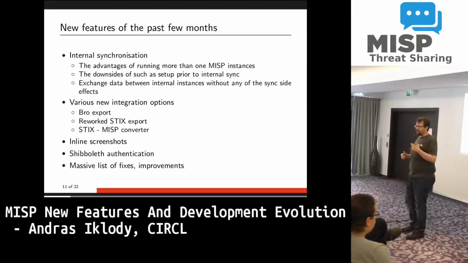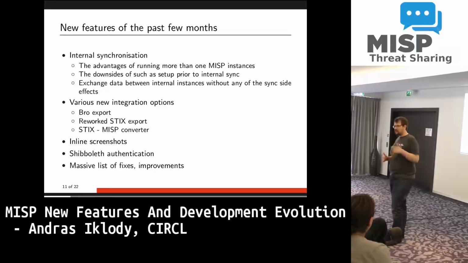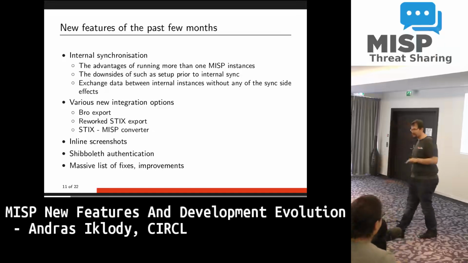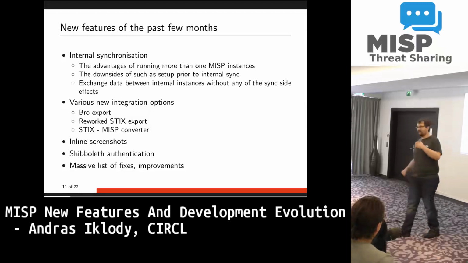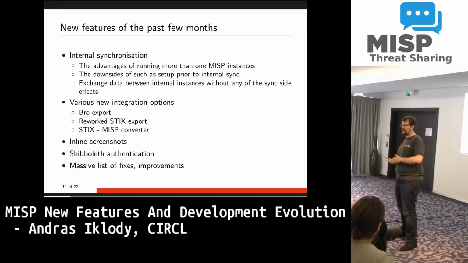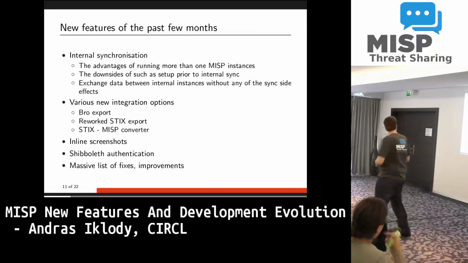It has all sorts of protection mechanisms in it, so you don't accidentally set up an internal synchronization with an external partner. So that would not be too great. So it, for example, expects the internal setting of MISP of the host organization to match that of the remote instance's host organization, and so on.